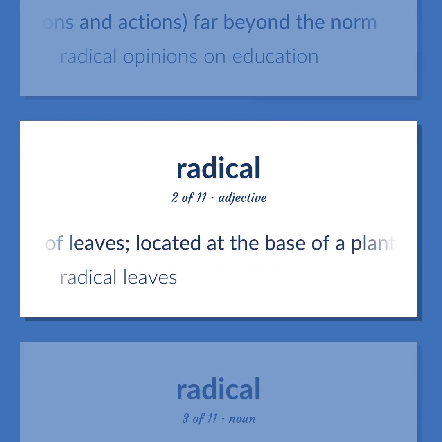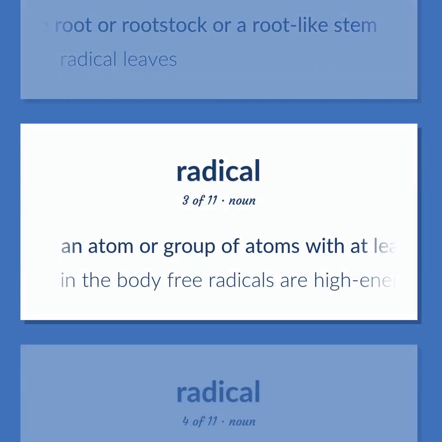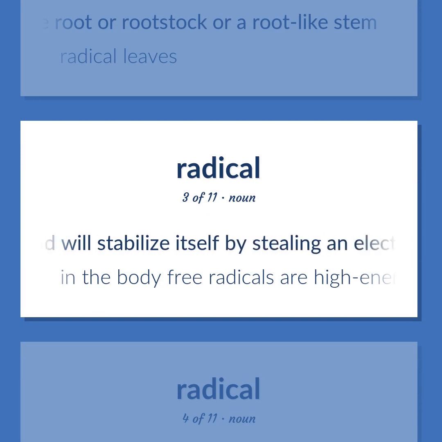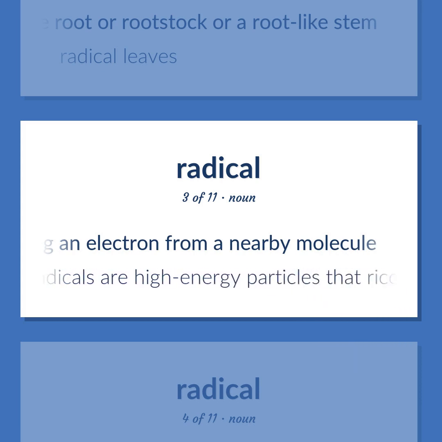Especially of leaves. Located at the base of a plant or stem, especially arising directly from the root or rootstock or a root-like stem. Radical leaves. An atom or group of atoms with at least one unpaired electron. In the body it is usually an oxygen molecule that has lost an electron and will stabilize itself by stealing an electron from a nearby molecule. In the body free radicals are high-energy particles that ricochet wildly and damage cells.